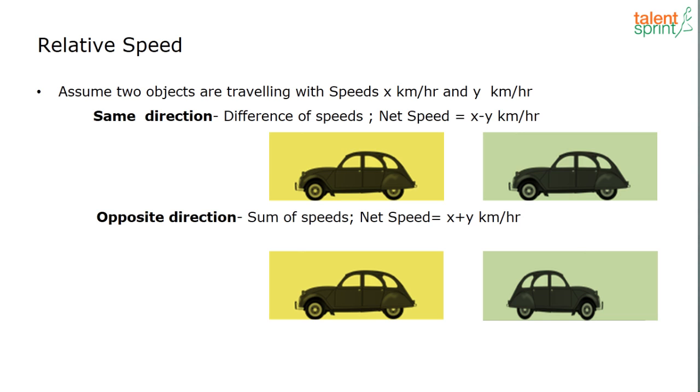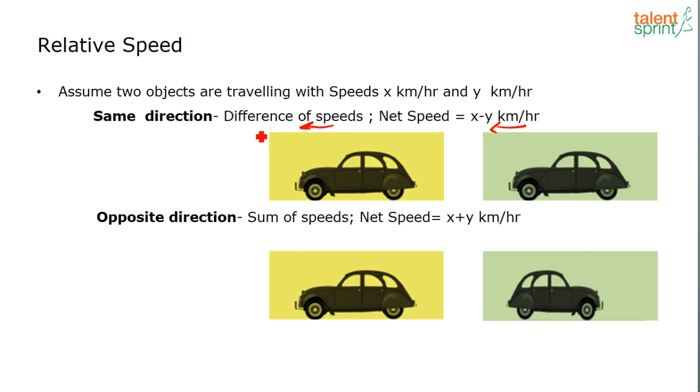There are two cases when you are taking two objects. Relative speed, as I said, is the speed of one object with respect to another. What are the two cases? One is the case where both the objects are traveling in the same direction. Here there are two objects, two cars, and both of them are traveling in the same direction.